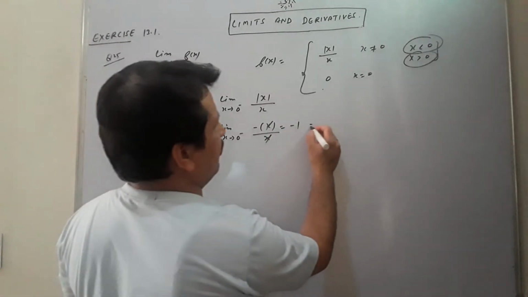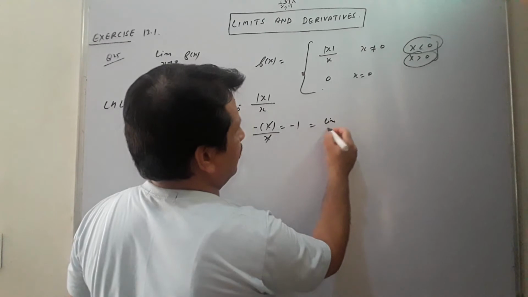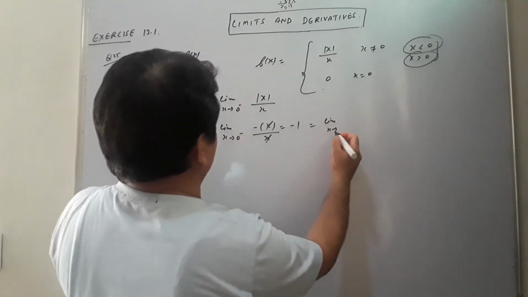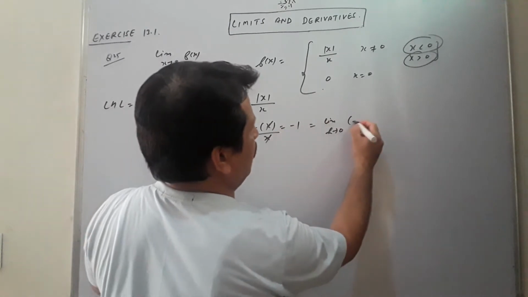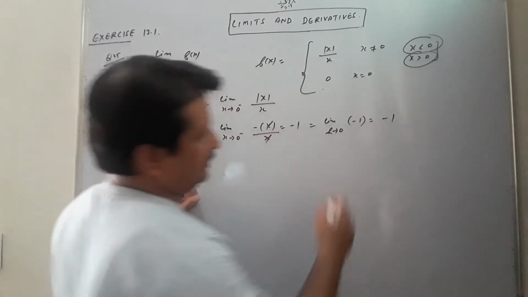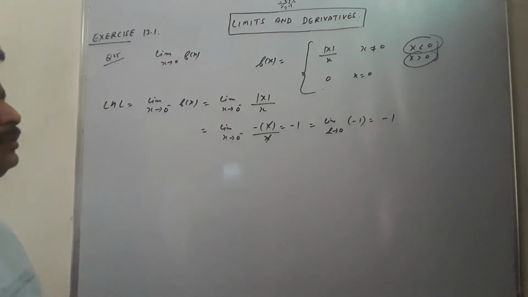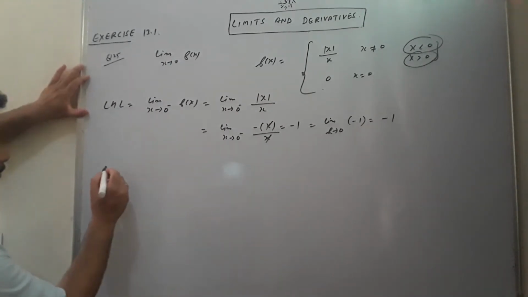So what we can say now, this is the limit as x tends to 0 and the function is now minus 1, so it will remain as it is. So that will come as equal to minus 1. Let us come to the right hand limit.